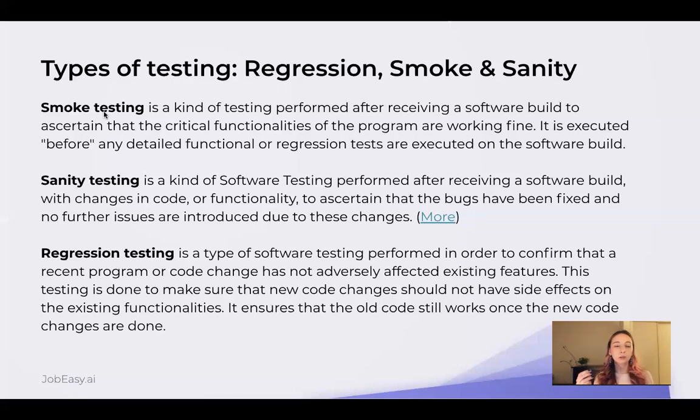And basically, we want to make sure that this core critical functionality works, because if any of these features doesn't work, it basically means we need to fix the build before we do the whole regression testing. So this is smoke, quick initial testing.